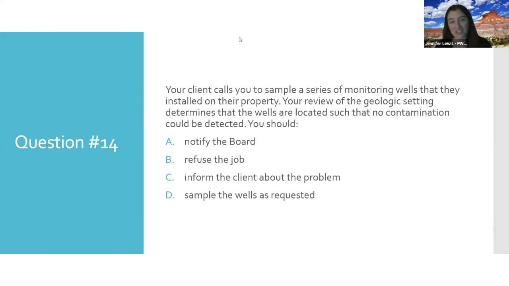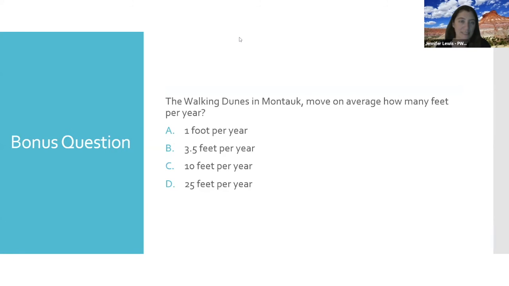And we have one more question. It's another bonus question. Hopefully, again, you're listening to Derek's presentation. The walking dunes in Montauk move on average how many feet per year? A, 1 foot per year, B, 3.5 feet per year, C, 10 feet per year, or D, 25 feet per year. Okay, and the correct answer to that one is B, 3.5 feet per year.